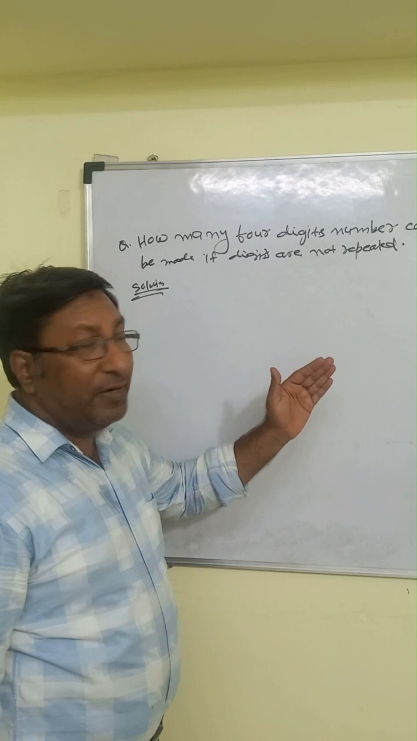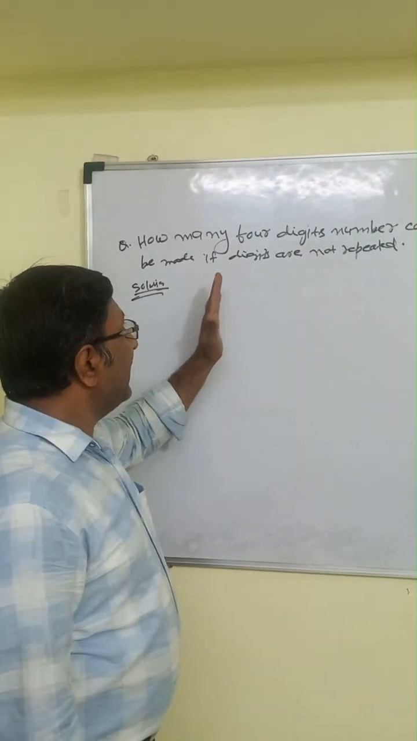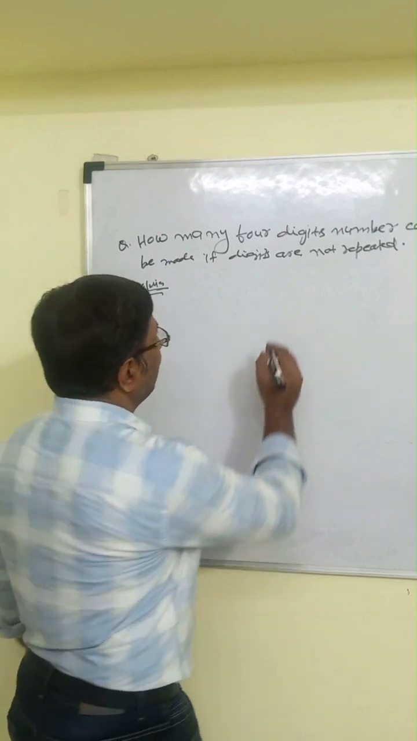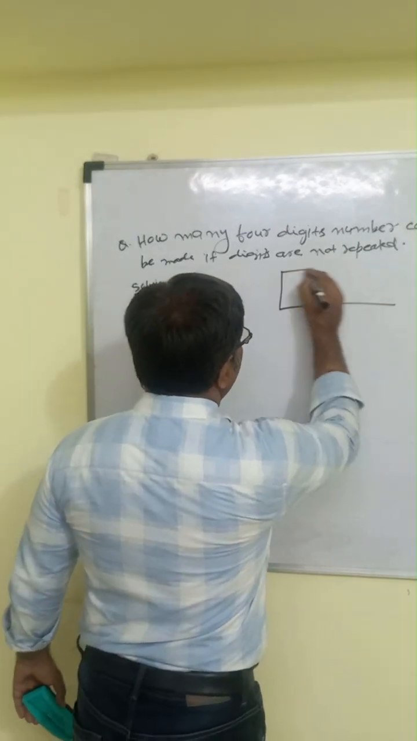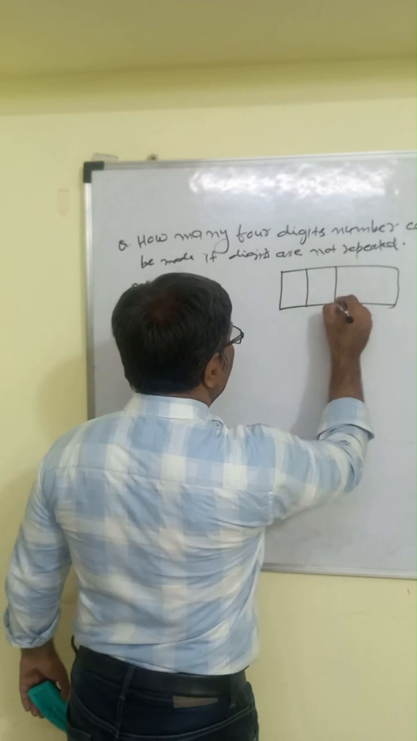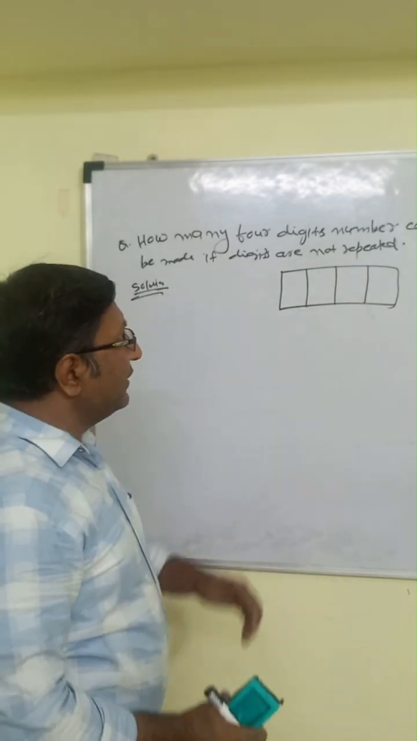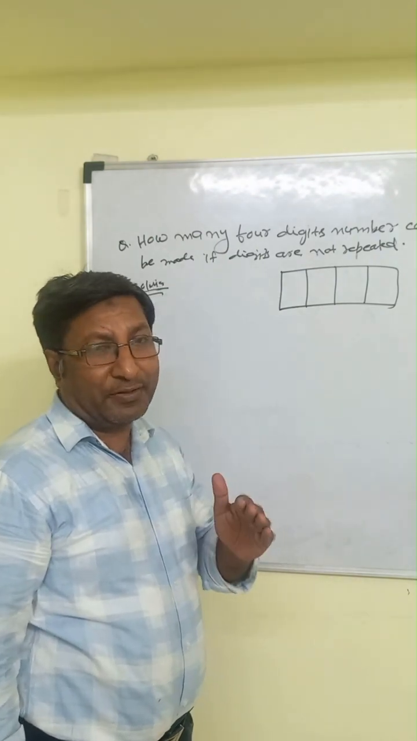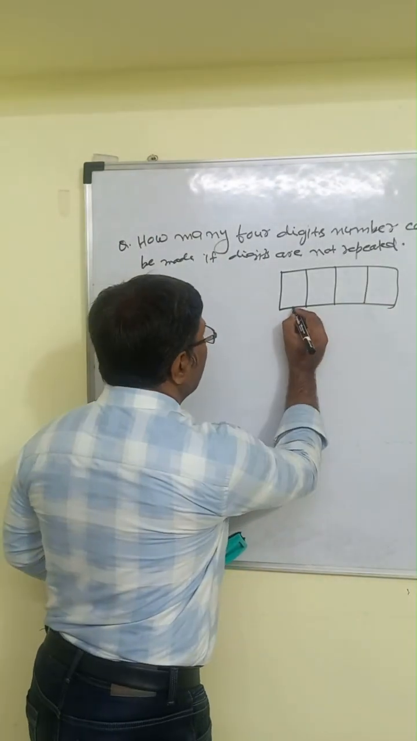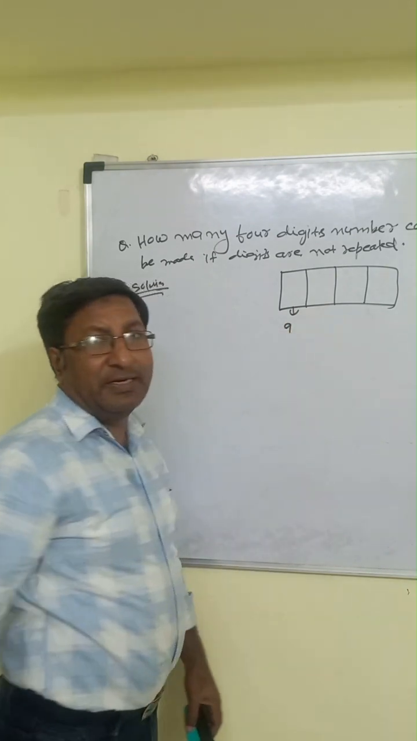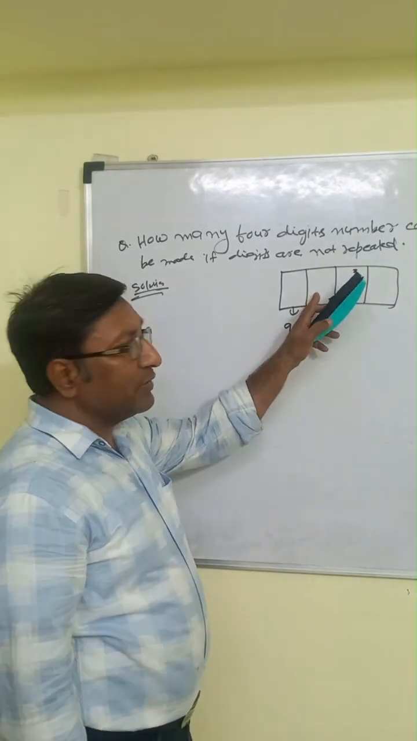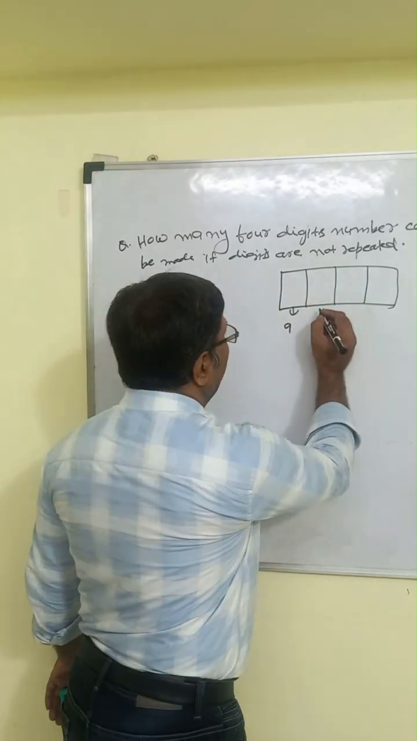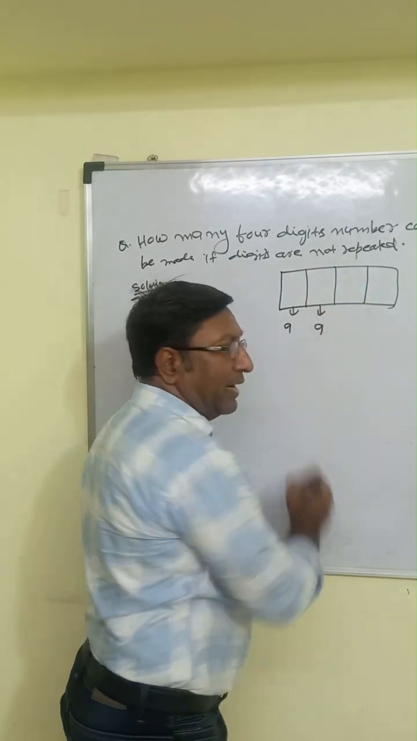Let us see the question. How many 4-digit numbers can be made if digits are not repeated? So we have to make 4-digit numbers. So just make 4 boxes. So this is 1, 2 and 3. Now you know digits are not given. So total digits we will use, 0 to 9. So in this place we cannot use 0. So we have how many choices? 9 choices. And here we can use any number except the number which we have written. So again in 10 numbers, 1 number left. So we have again 9 choices.